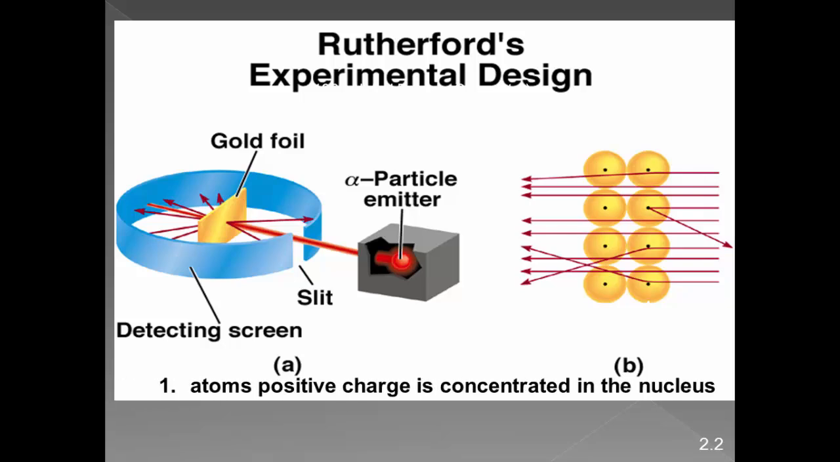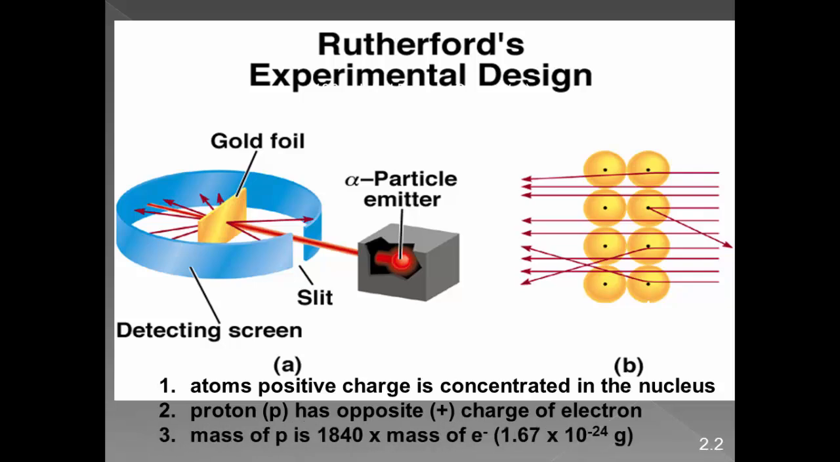Atoms have a positive charge. The positive charge in the atom is concentrated in the nucleus. And it's the opposite charge of the electron. They arbitrarily named them a positive and negative charge. And then the mass of the proton is 1,840 times the mass of the electron. That's for the most part why we ignore the mass of the electron in chemistry. We really do ignore the mass of the electron.